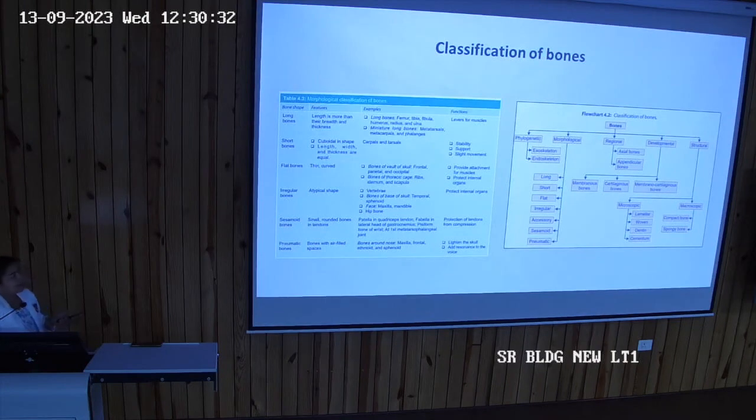Then the regional classification we have discussed: axial and appendicular. Next is developmental. There is membranous ossification, there is cartilaginous ossification, and there is membranocartilaginous ossification. So these are the different terms. What do you understand by this?